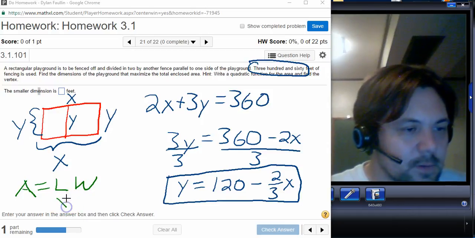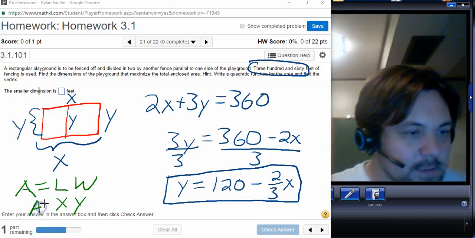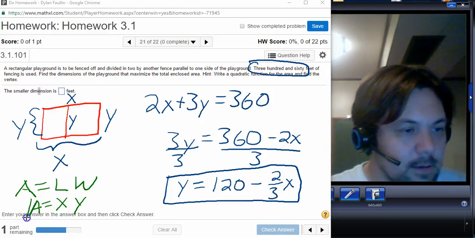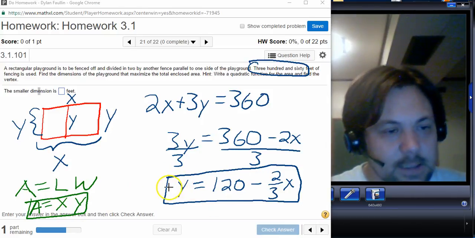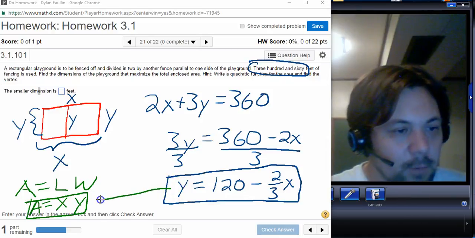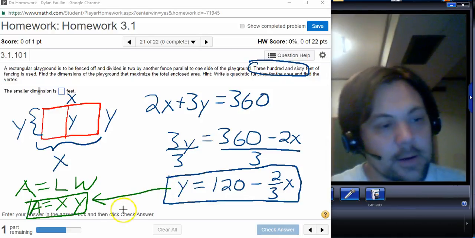So we're using X for the length and we're using Y for the width. So our formula for area in this example can be written as A equals X times Y. So what we're going to do is take our formula relating X and Y together that we have solved for Y, and we're going to plug that into the formula for area.